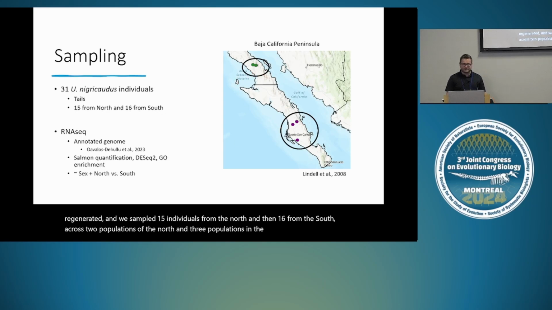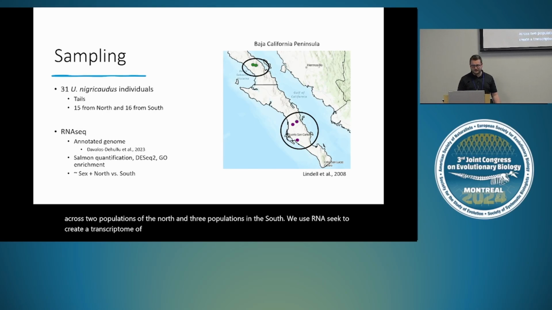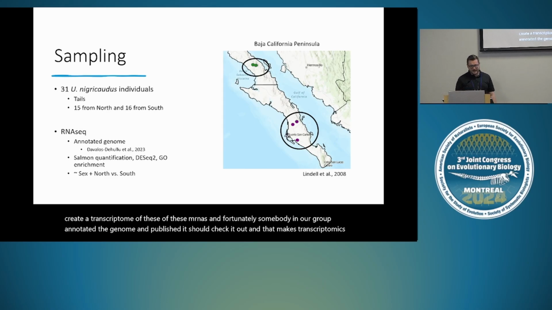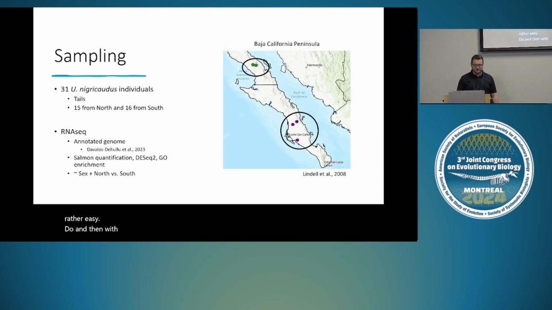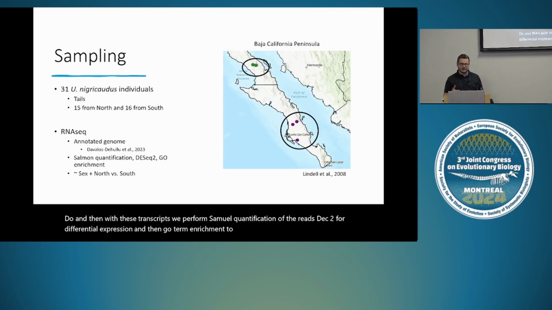We used RNA-seq to create a transcriptome of these mRNAs. And fortunately, somebody in our group annotated the genome and published it. You should check it out. That makes transcriptomics rather easy to do. Then with these transcripts, we performed Salmon quantification of the reads, DESeq2 for differential expression, and then GO term enrichment to look at what these genes do from a broad perspective.